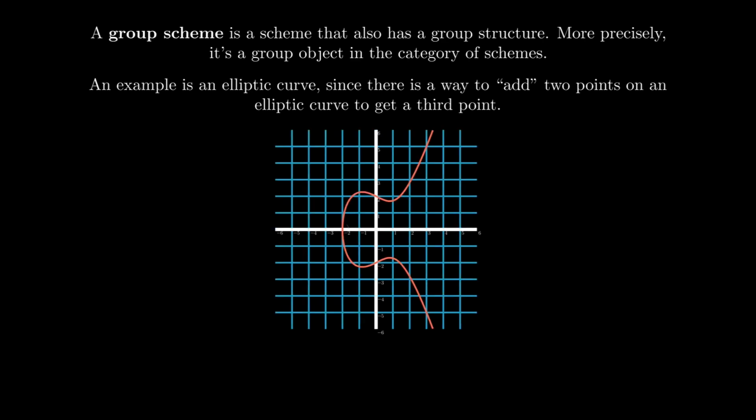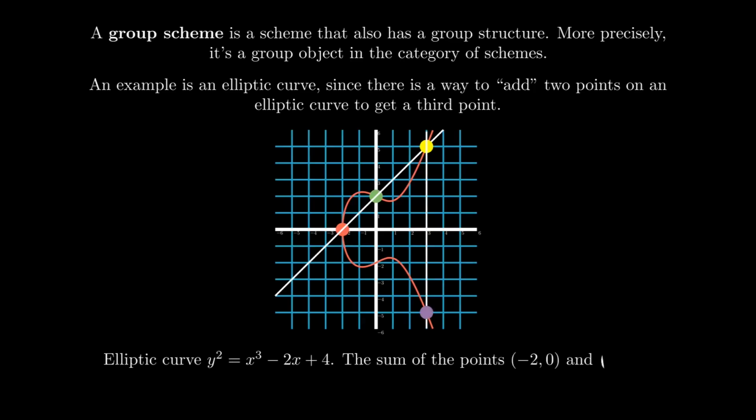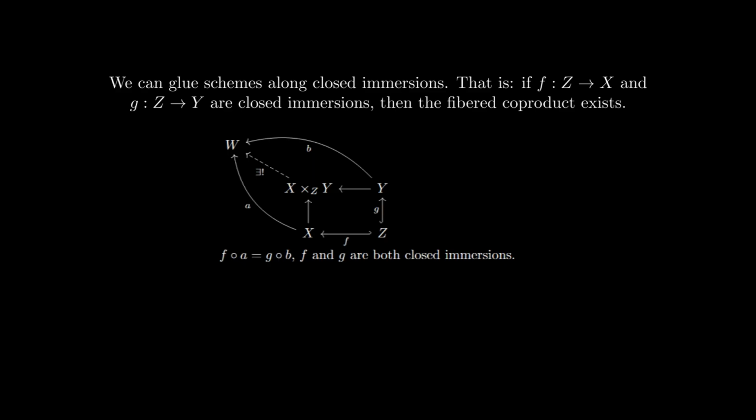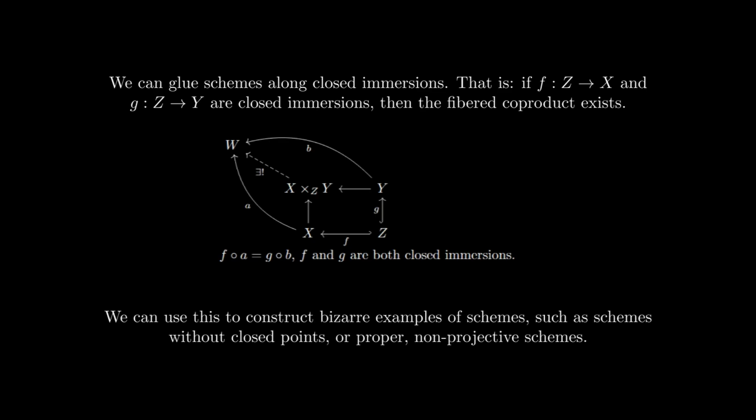A group scheme is a scheme that has morphisms that make it behave like a group. More precisely, it's a group object in the category of schemes. An example is an elliptic curve, since we can add points on it, and they form a group. We can also glue schemes along closed immersions. That is, given two closed immersions with the same domain, the fiber coproduct exists. This allows us to construct schemes with bizarre and unusual properties, such as schemes without closed points and proper non-projective schemes.